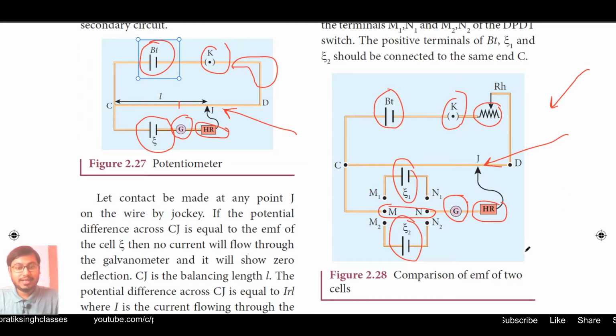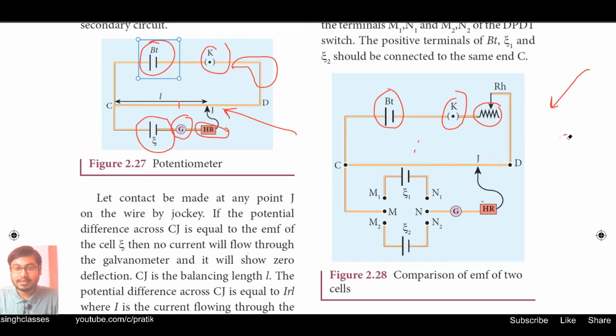Okay, what we have to find out here is the value of Xi1 by Xi2. Now, what is a double pole double throw switch, DPDT? It is just like a bed switch. If you have at your home a bulb connected to a two-way switch, you can switch it on or off at two positions in the room, where the switches are.